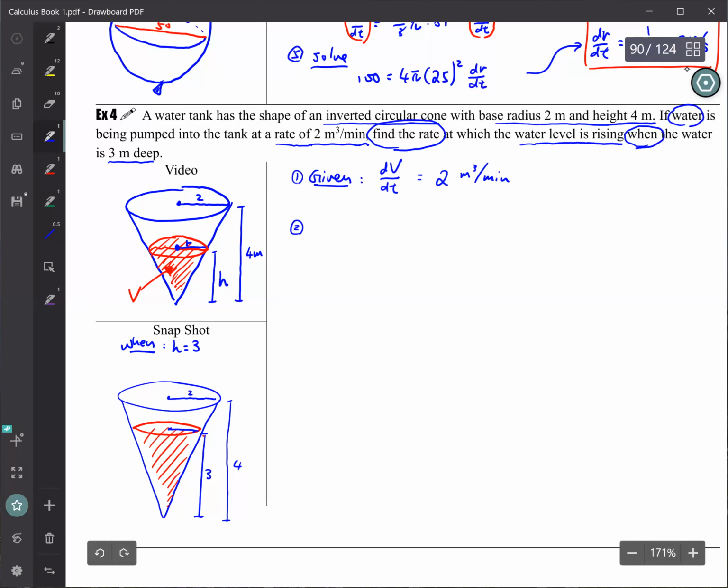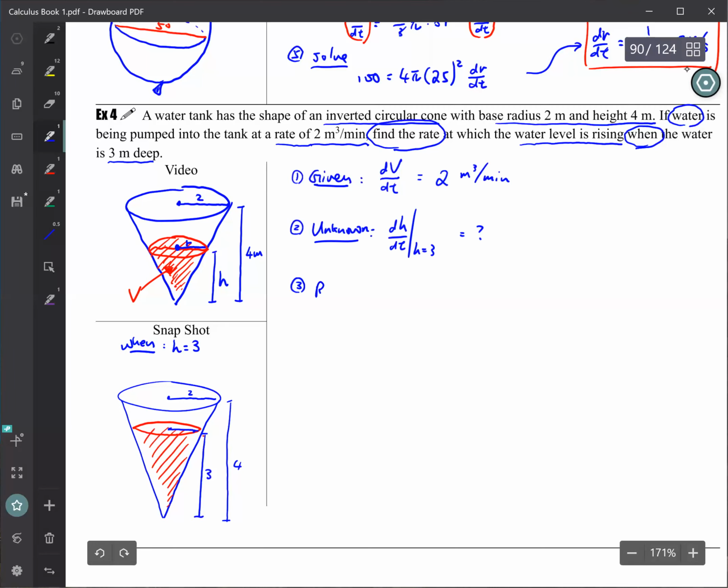Okay, and then we have something that we want to find. So Jeffy, what's the unknown? The height. So what's the symbol? dH over dt, when the height equals 3. Yeah, okay. And that's the target.